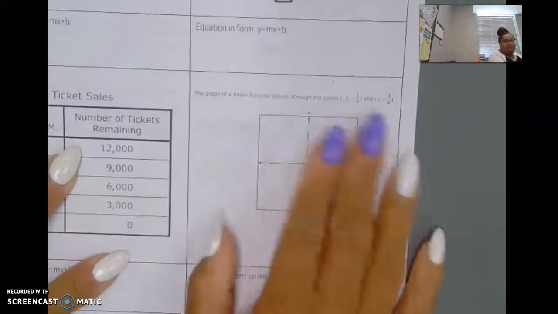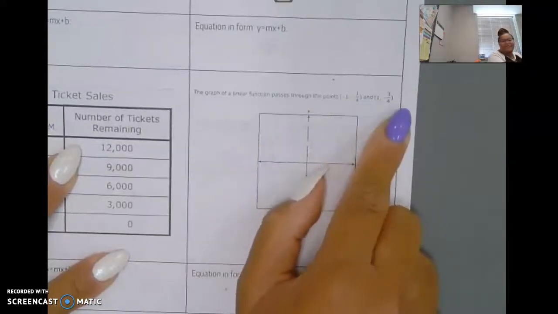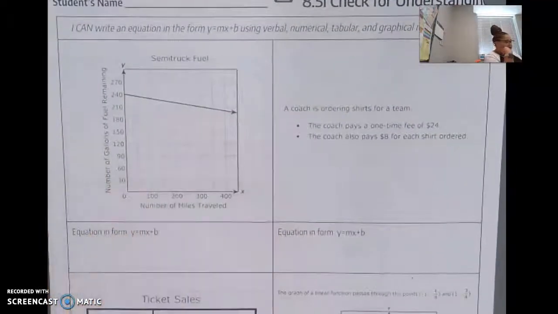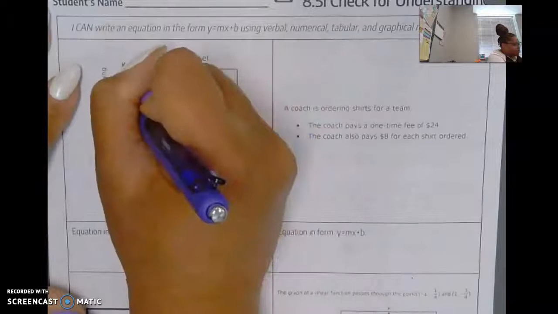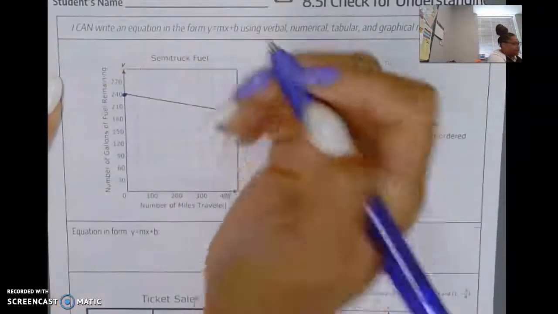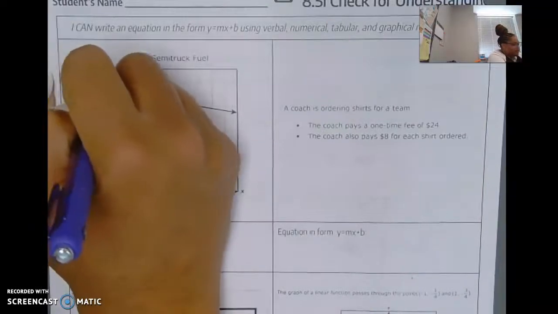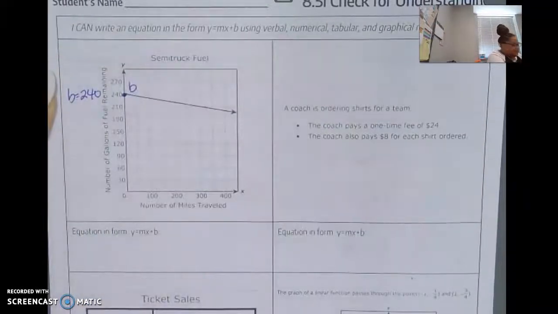Oh, there's no points here. I'm supposed to read these points. Okay, so let's get to it. So here, I gotta start with my y-intercept, which is 240. That's my initial value. That's b. b equals 240. Easy peasy, lemon squeezy.